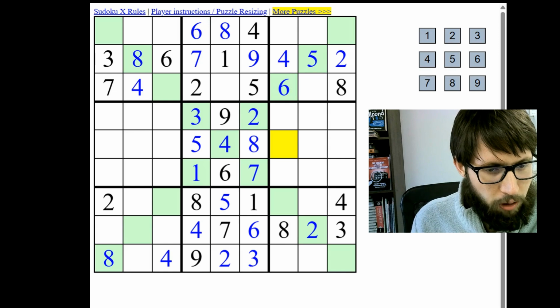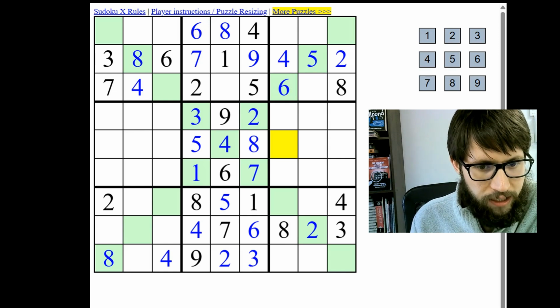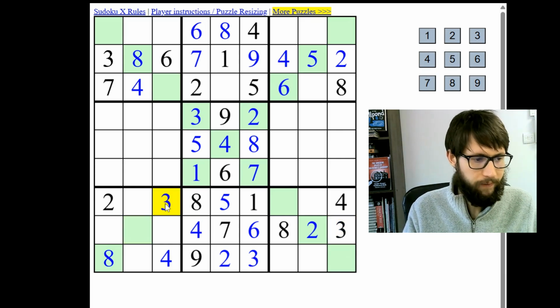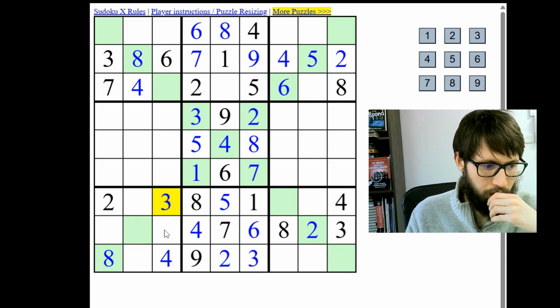And now we're also missing what, 1, 2 we have. We need a 3. The 3 can't go here because it's blocked off by this 3. It can't go here because it's blocked off by the same. So it goes here.